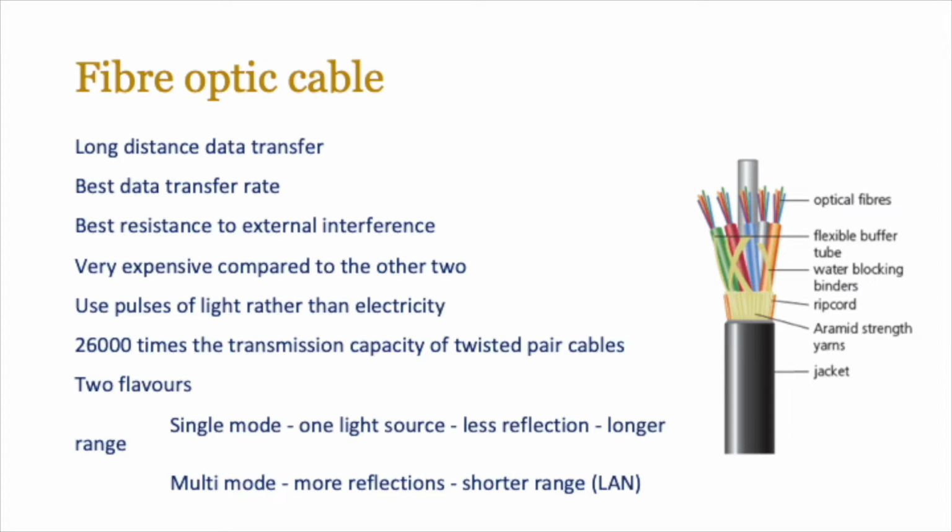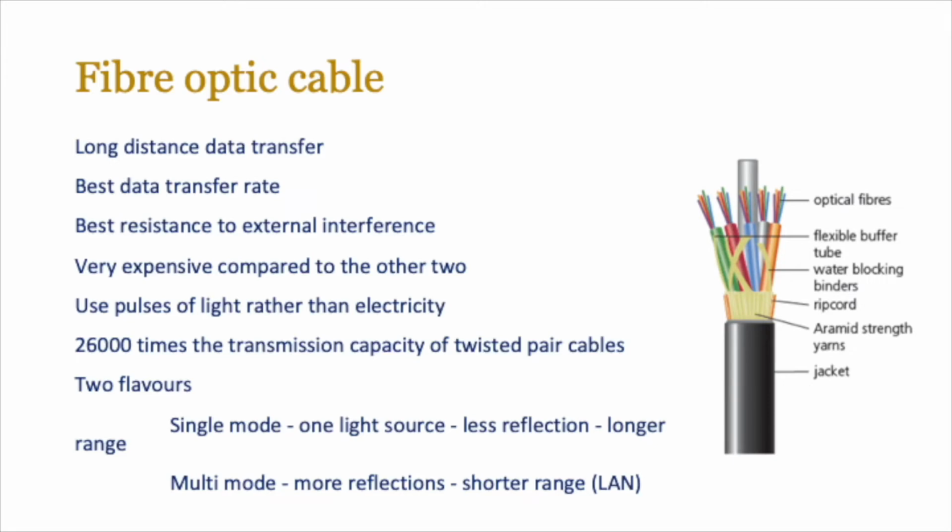It has 26,000 times the transmission capacity of a twisted pair cable, and it normally comes in 2 flavors. The first one is the single mode, where you have one light source, less reflection, so you have a longer range. And then you have multi-mode, where you get a lot more light sources, more reflections, and a bit of a shorter range. It's mostly used within local area network.